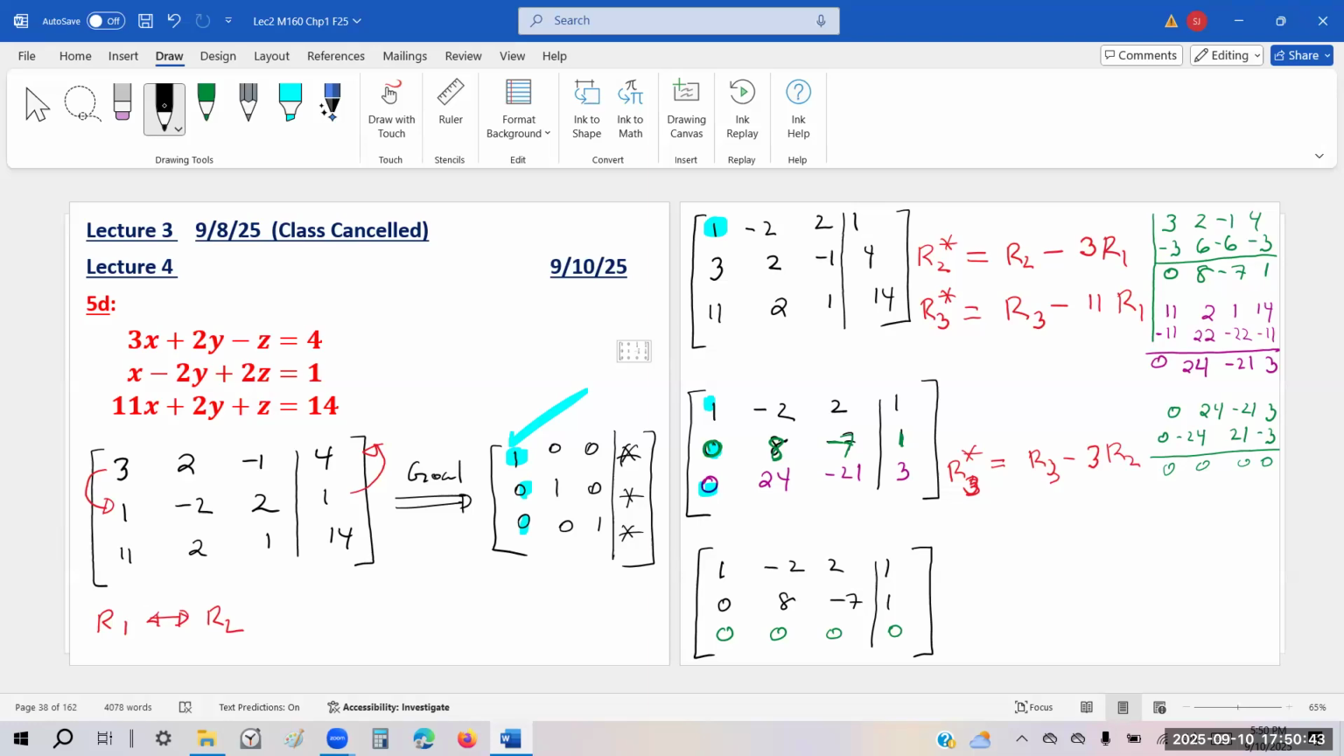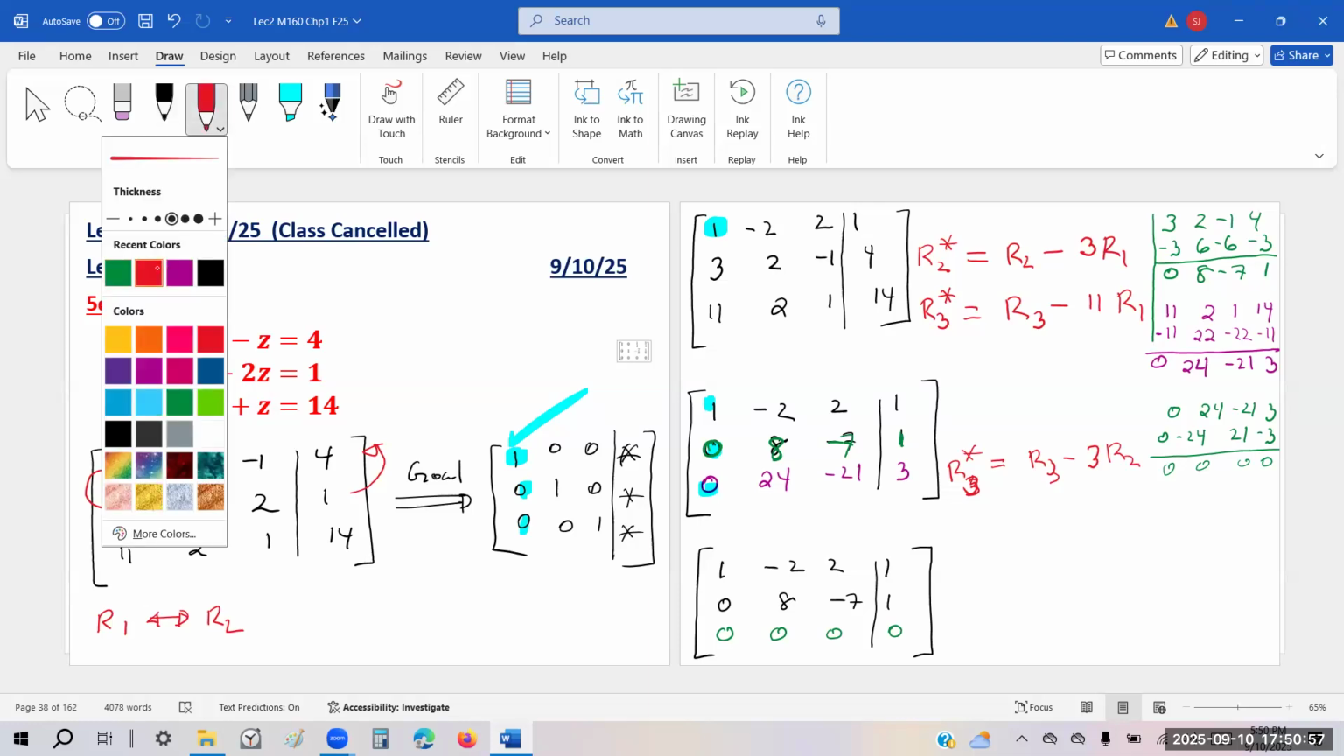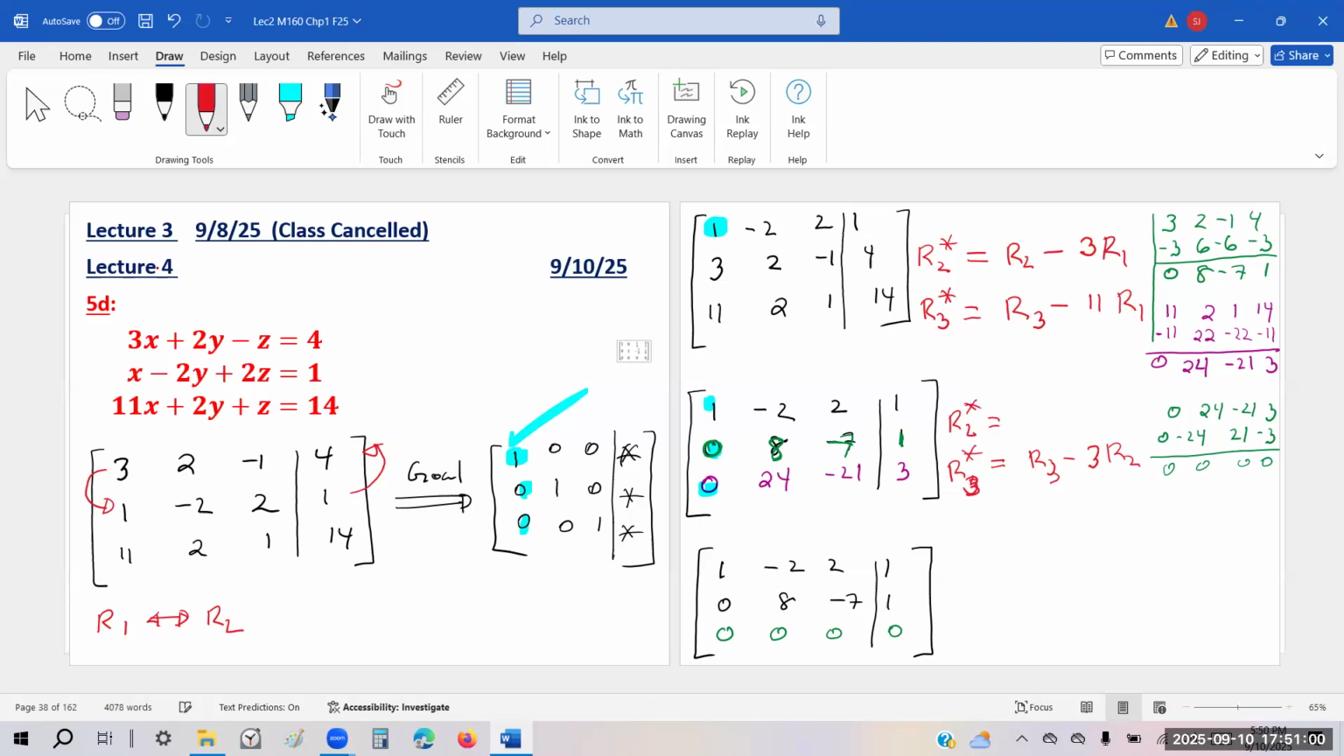Oh, and also at the same time, we can make this 8 into 1 because we want to get 1 instead of 8. So we can do 2 rows at the same time, so we don't have to rewrite our matrix over and over. So let me also change row 2. How can you convert 8 into 1 in this place? What do you have to do? Multiply by 1 over 8. So the new row 2 will be 1 over 8 times the current row 2.